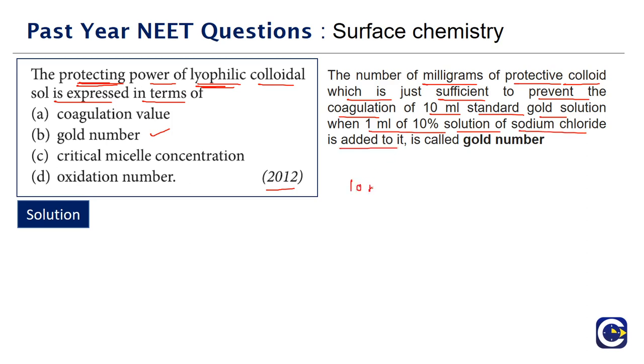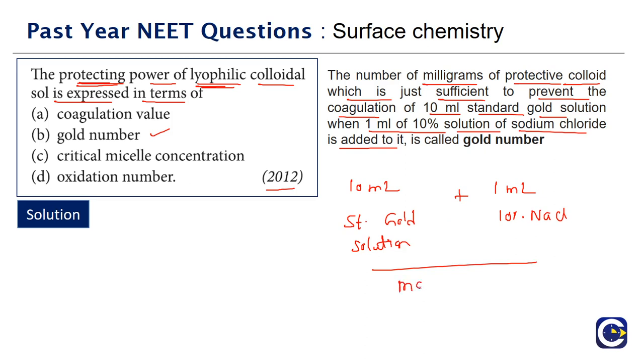So if you have 10 ml of the standard gold solution and we add 1 ml of 10% NaCl solution to it, because when we are adding electrolyte that will try to destabilize or coagulate the sol, and to prevent the coagulation we must add some amount of the protective colloid. We are measuring the amount of the protective colloid we are adding in terms of milligrams, and this is what is called gold number. So the protective power is measured in terms of the gold number.